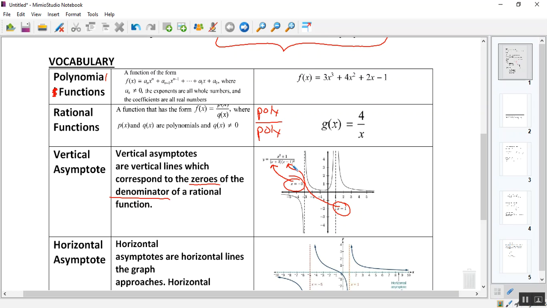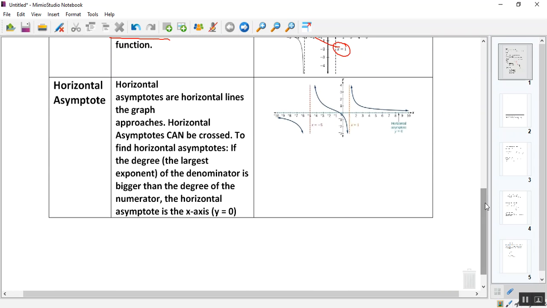Then horizontal asymptotes. A couple of characteristics about horizontal asymptotes. Horizontal asymptotes are going to be horizontal lines that the graph approaches. This is an important note. Horizontal asymptotes can be what? Crossed. Okay, horizontal asymptotes can be crossed.